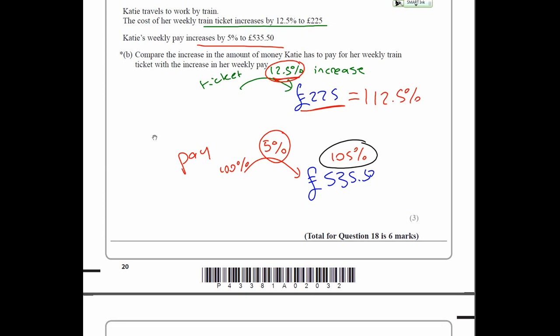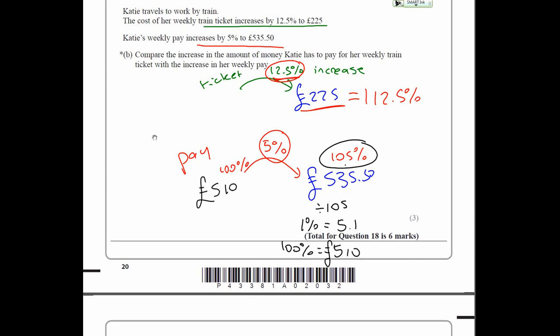If you've got 105% and you want to know 1%, you can divide by 105. So 1% equals, on your calculator, £535.50 divided by 105, which gives you £5.10. So 100% times by 100 is going to be 510 quid. So the original pay was 510.